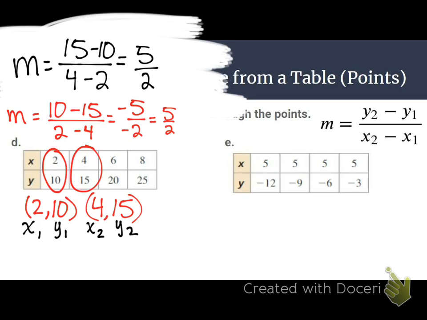The key is that you have to be consistent, meaning you cannot take 10 minus 15 on top and then do 4 minus 2 on bottom. That's going to mess up your sign. So if you're consistent, you can choose which is considered your first point and which is considered your second point. Okay, so either way on this one, we end up with m equals 5 over 2. So that's our answer.